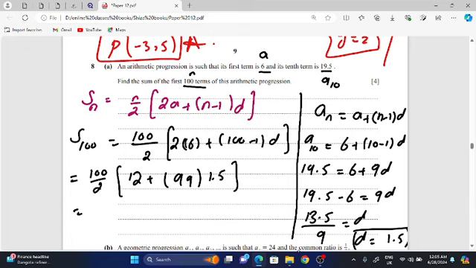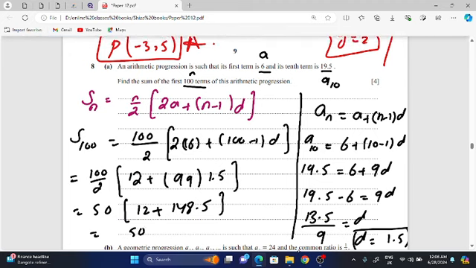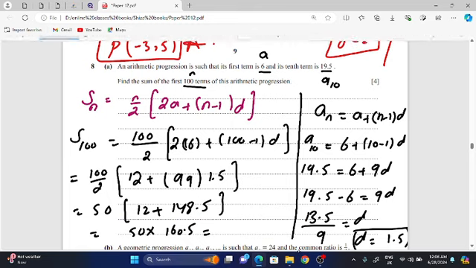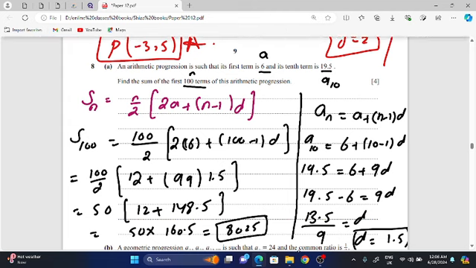Now solve it. 50 times 12 plus 99 times 1.5, which is coming as 148.5, and that will become 50 times, or you can just add up the terms and then multiply. That would become 50 times 12 plus 148.5, which is coming as 160.5. 160.5 times 50 is coming as 8025. That's your answer.